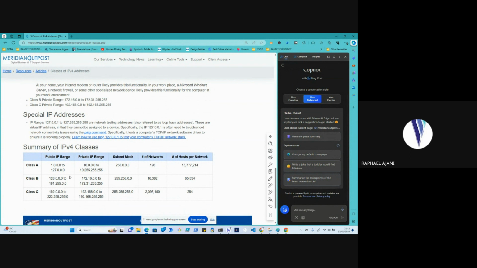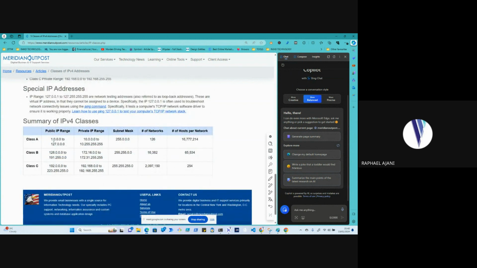Now, if we come down a bit, this is a summary of what we have been saying. Class A, starting from 1.0.0.0 to 127.0.0.0 is a public range. In between these, we have a private range that starts from 10. Remember that 10 is between 1 and 127. Do you understand? Right? So inside this public range, we have a private range that you are allowed to play with.